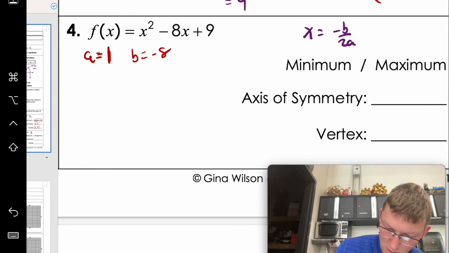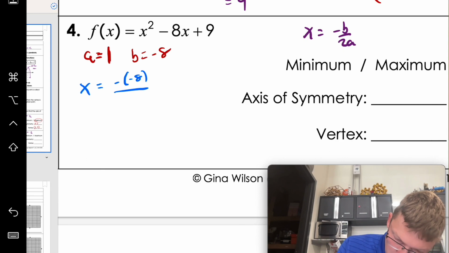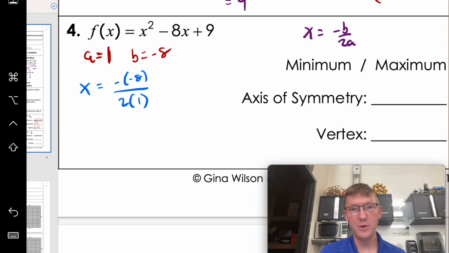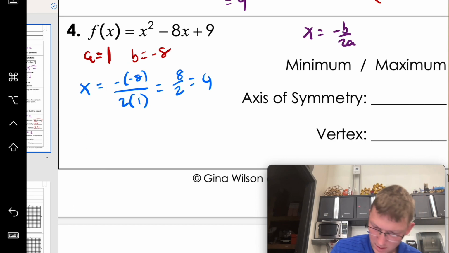So here we go. We're going to add our a and b into our formula. So that's negative b over 2a. Again, notice my parentheses. This negative sign is on the outside of this parenthesis, so it is going to end up canceling out, but those parentheses really help make sure that you keep your negative sign straight. So that's going to be 8 over 2, which is equal to 4.